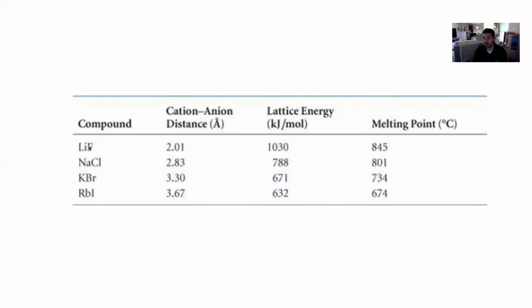Lithium and fluorine, those are both in period 2, so they can get really close to each other. Sodium and chlorine, now these are bigger atoms, so they're a little further apart. Their melting point decreases. Potassium bromide, even lower. The rubidium iodide, really big atoms, a lower melting point, all +1 and -1 in this example.